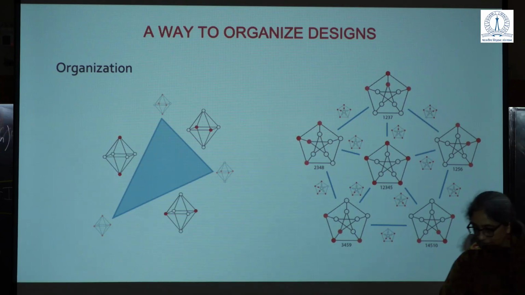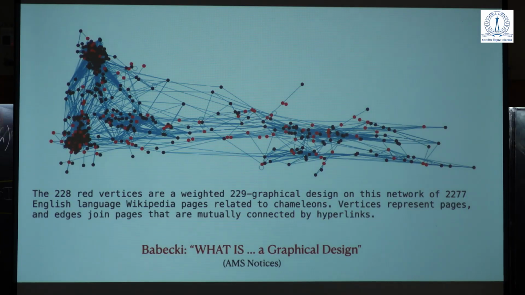Okay, and then here is an example of a big design. So this is a graph. This graph has 2,277 vertices. It's the network of all English language Wikipedia pages that are related to chameleons. There are large databases of graphs. This is a real graph of all the Wikipedia pages that talk about chameleons.